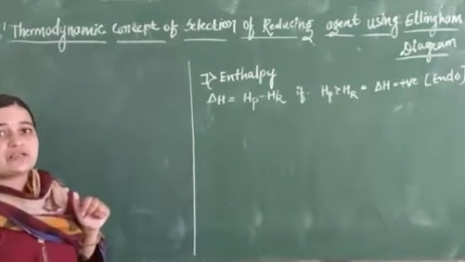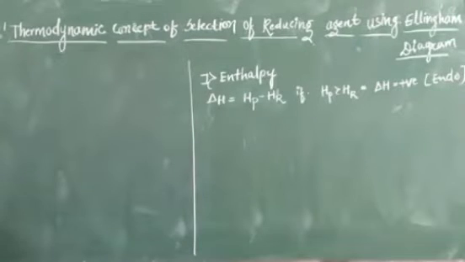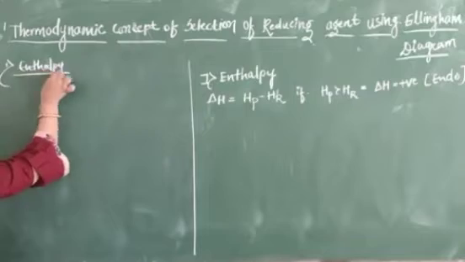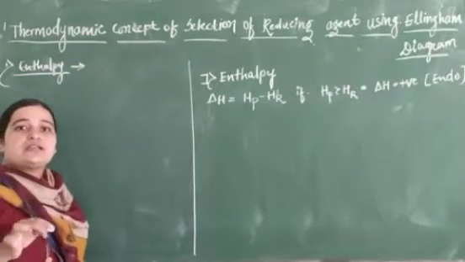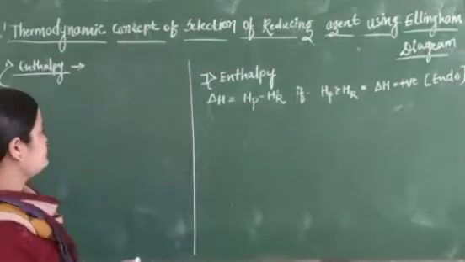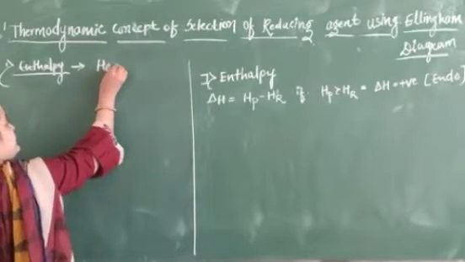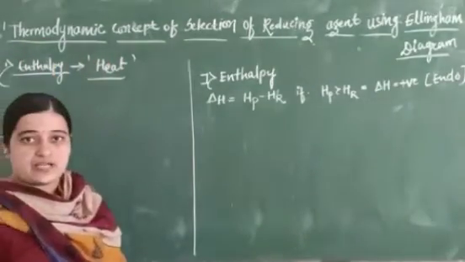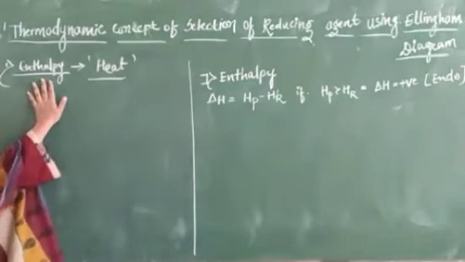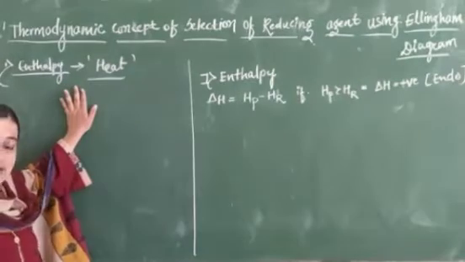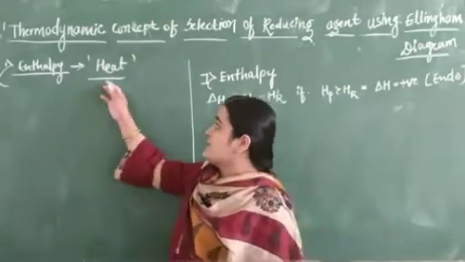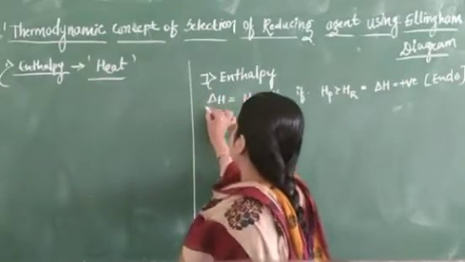In this thermodynamic concept we have various parts. The first concept is enthalpy. The definition of enthalpy is the total heat content of the system, or the exchange of heat from the system to the surroundings. That we call enthalpy. Heat change is denoted by the letter delta H.